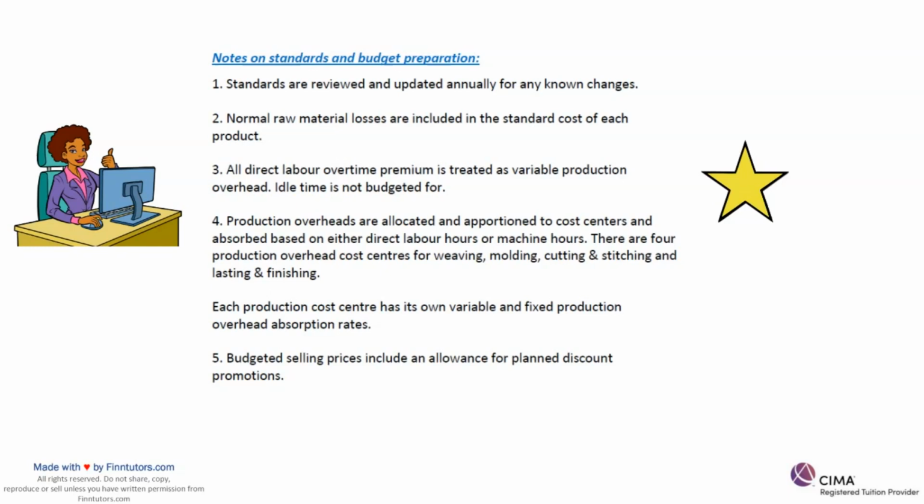Production overheads are allocated and apportioned to cost centers and absorbed on the basis of direct labor hours or machine hours. We already know them. Budgeted selling prices include an allowance for planned discount promotions. So the selling price that you see includes an allowance for discount promotions, which means you've taken into account that, okay, this time I'm going to offer a 10% off, a 20% off. That's already been planned and taken into account. These are just some notes that they have given to you to further make their costing system, their budgeting system clear to you.